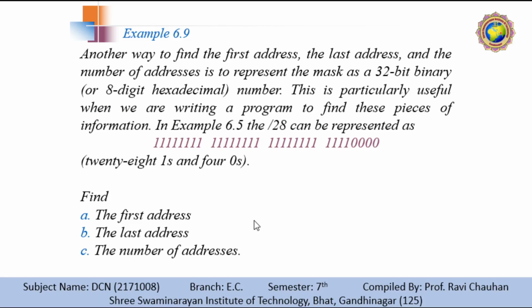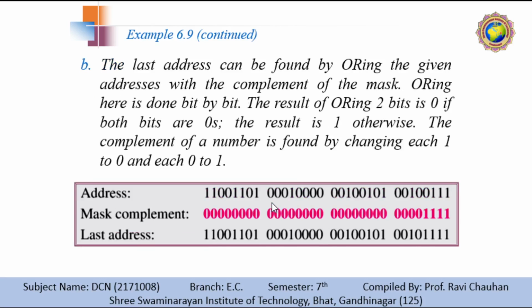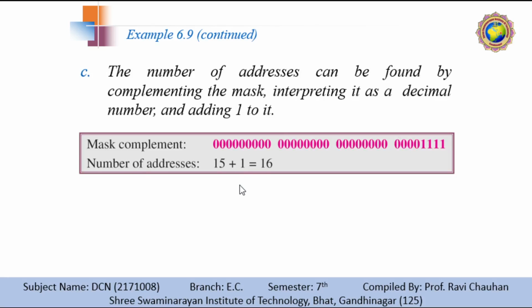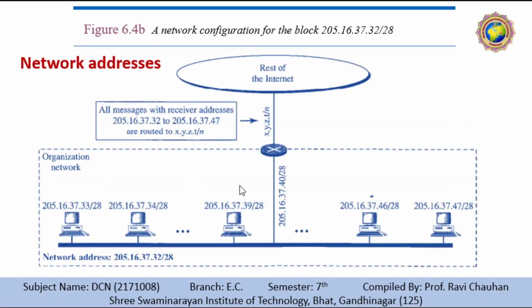We have an example to find the first address, last address, and number of addresses. Over here we used a different methodology, the masking concept. The same can be used for the last address, and the complement of the mask to find the total number of addresses. After that, a network address was defined with the help of a diagram.